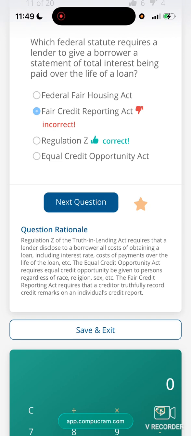The Equal Credit Opportunity Act requires equal credit opportunity be given to persons regardless of race, religion, sex, etc. The Fair Credit Reporting Act requires that a creditor truthfully record credit remarks on an individual credit report.